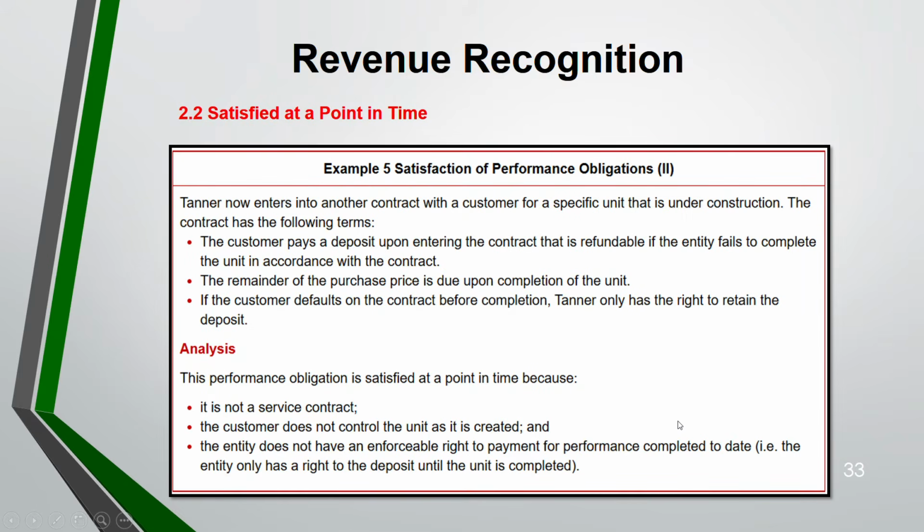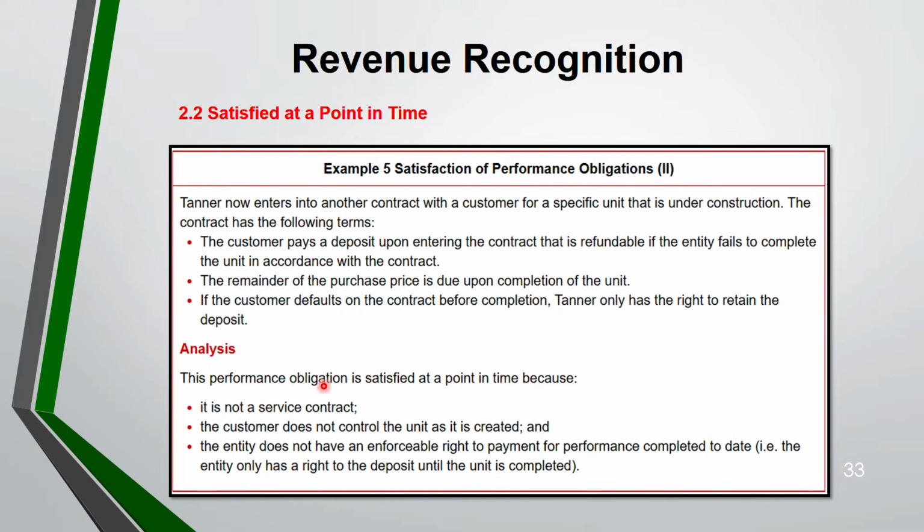Next, example 5. In this case, it's about again Tanner, who enters into a contract with the customer for a specific unit that is under construction. So these are the terms. The customer will pay a deposit when entering the contract, and it is refundable if the entity fails to complete the contract. The remainder of the purchase price is due upon completion of the unit. If the customer defaults on the contract before completion, the entity only has the right to retain the deposit. That means the entity can only retain the deposit, not the entire unit.